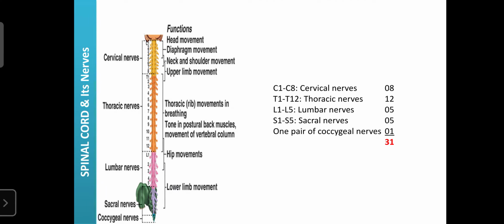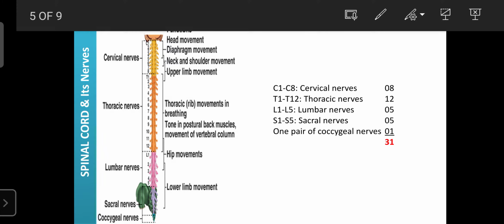So next one, regarding the spinal cord and its nerves. Spinal nerves are mainly named according to the regions from which they arise. Those that arise in the cervical region, in the area of the cervical vertebral column, are known as the cervical spinal nerves. They are 8 in number.